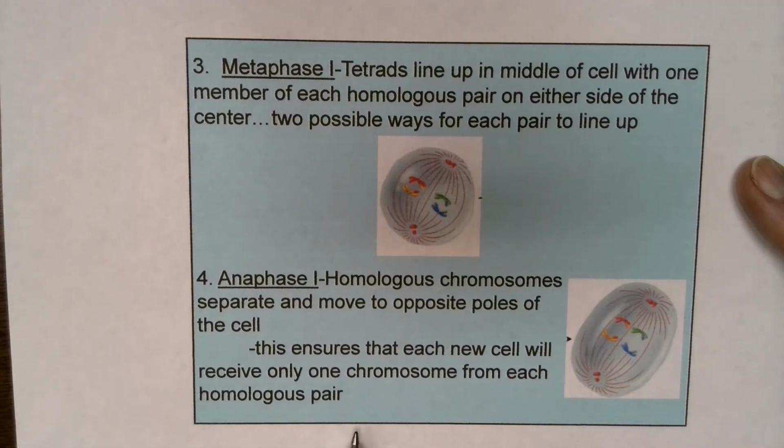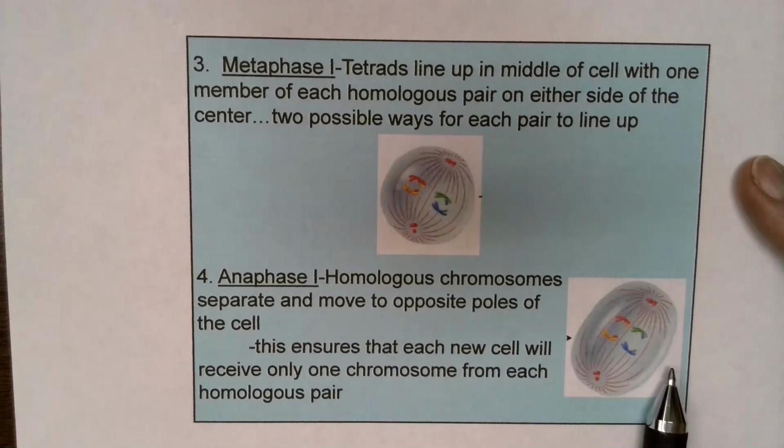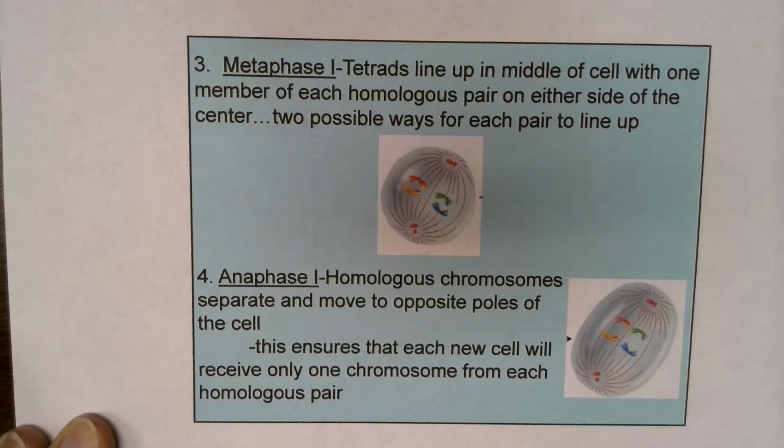So then in anaphase 1, the homologous chromosomes are going to separate and move to opposite poles of the cell, like we see here. This is where we're going to have the assurance that each new cell is going to receive only 1 chromosome from each homologous pair. Okay, so we are already working toward haploid cells with that phase, with anaphase 1.